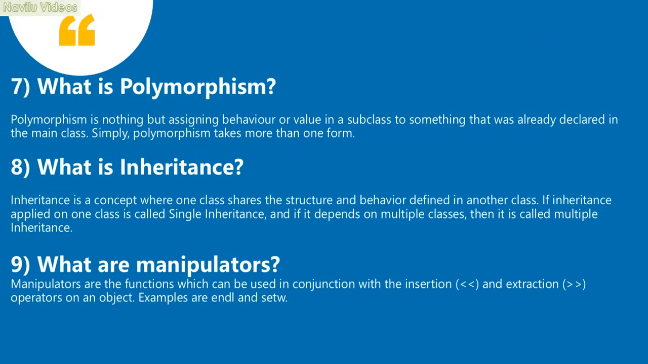Seven. What is polymorphism? Polymorphism is nothing but assigning behavior or value in a subclass to something that was already declared in the main class. Simply, polymorphism takes more than one form.